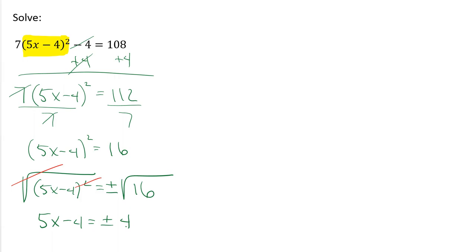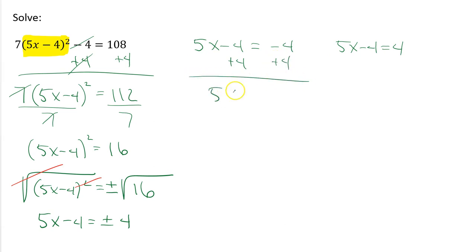Now my next step, I'm trying to solve for x. But listen, you can't do that with the plus or minus over here. So we split it up into two separate problems. 5x - 4 equals -4, and also 5x - 4 is equal to positive 4. So when I solve the equation on the left, I add 4 to both sides of my equation. I get 5x is equal to 0, divide both sides by 5, and I get x is equal to 0 divided by 5, which we know is 0.